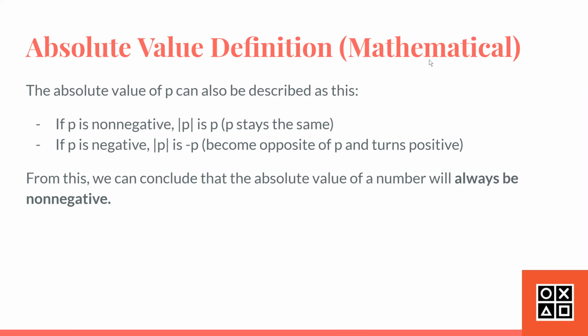Absolute value definition, mathematical. The absolute value of P can also be described as this. If P is non-negative, absolute value of P is P, meaning P stays the same. If P is negative, then absolute value of negative P is P, because it would become the opposite, so P becomes positive because distance is always positive. From this, we can conclude that the absolute value of a number will always be non-negative.